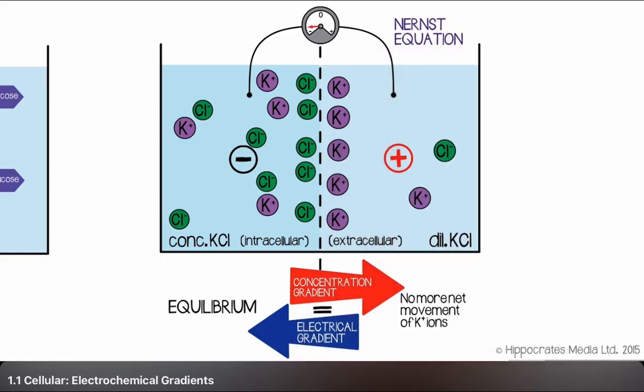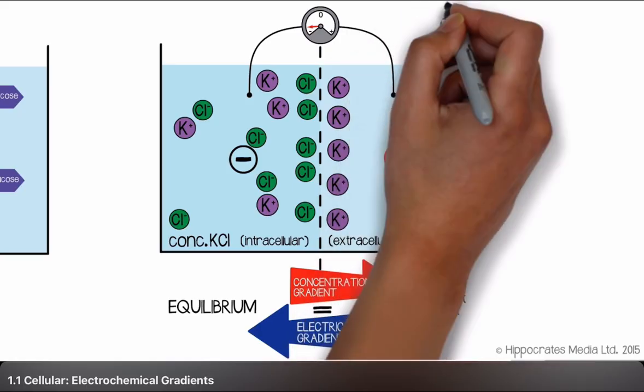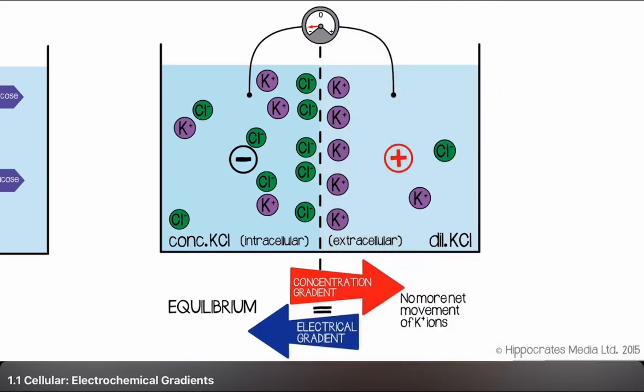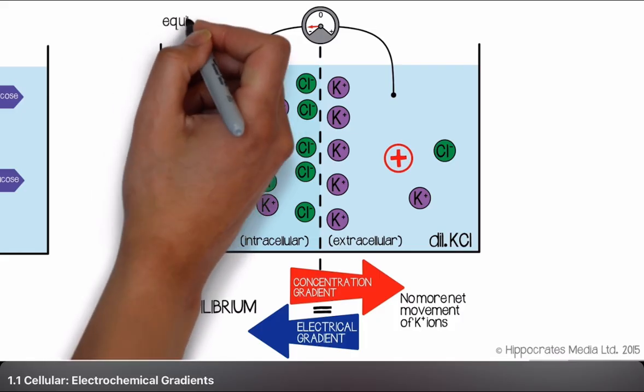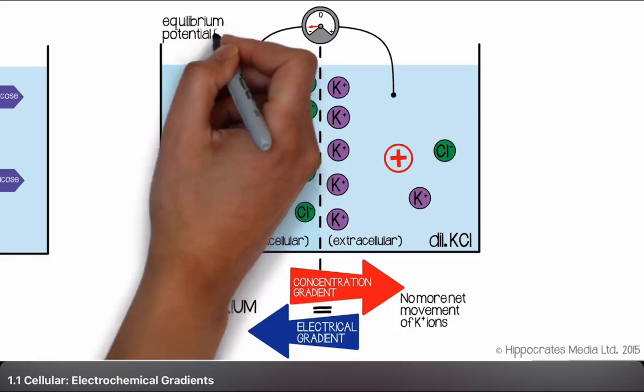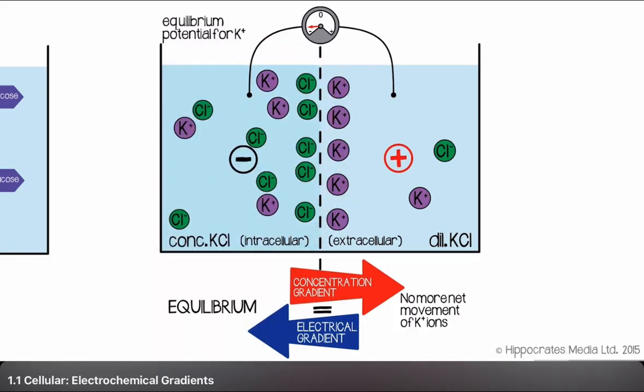Now, you could calculate the value of that voltage if you wanted to. There's an equation which would allow you to do it, but we won't go into that at the moment. It's sufficient to say that if you have a membrane permeable only to potassium, and you have two different concentrations of potassium on one side and the other, potassium will move until there's a voltage across the membrane. That voltage technically is called the equilibrium potential for potassium.